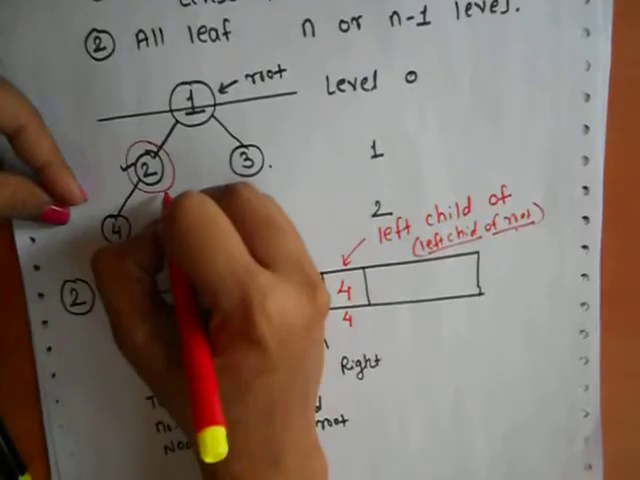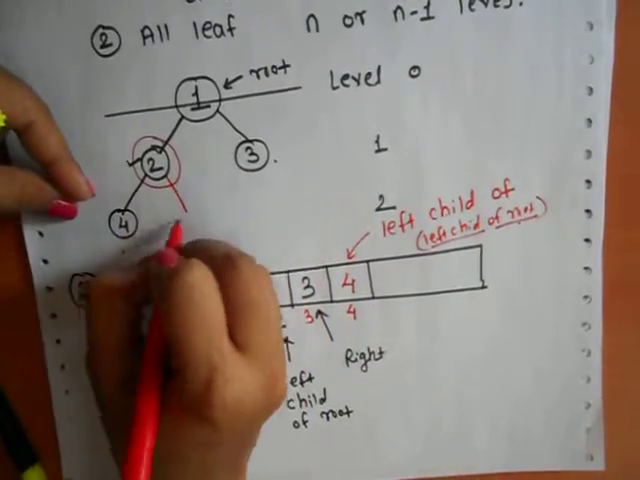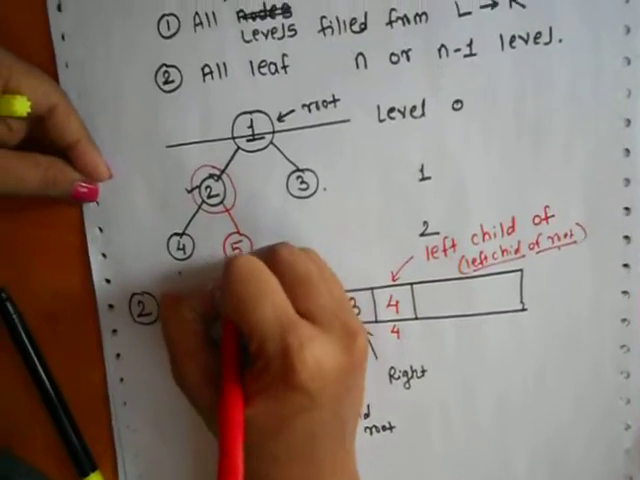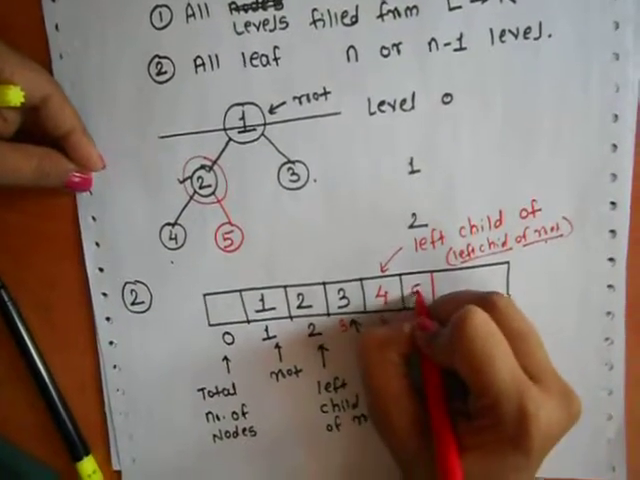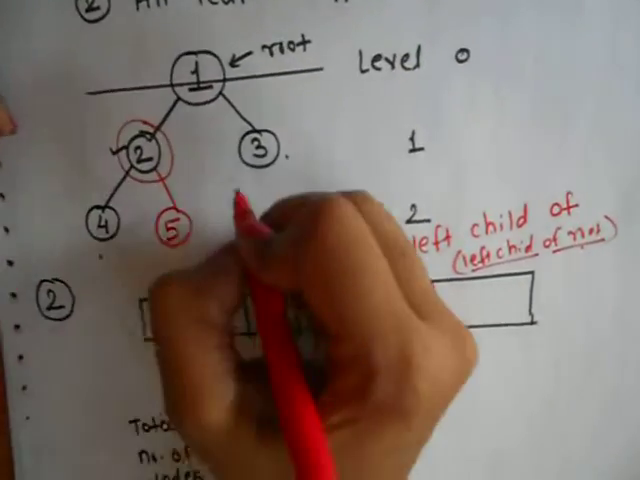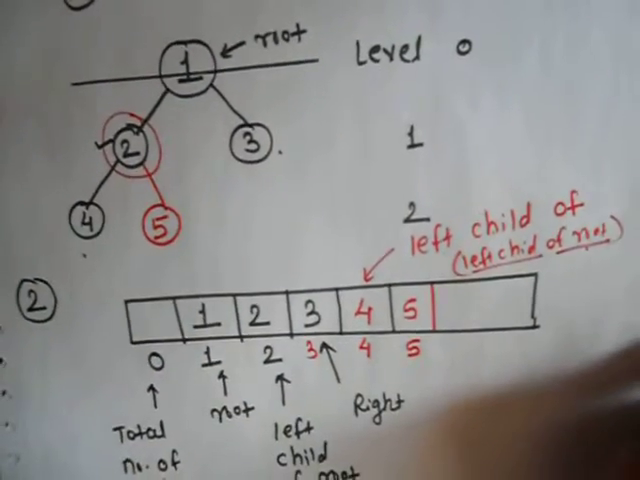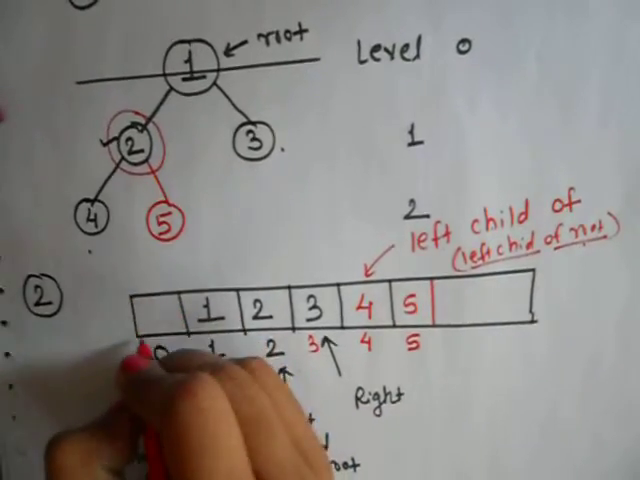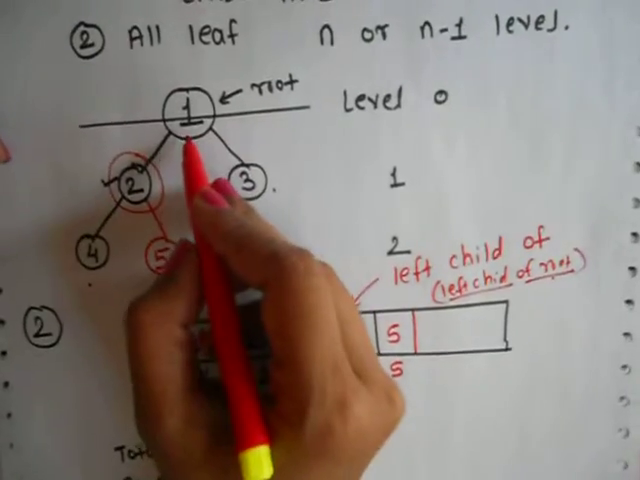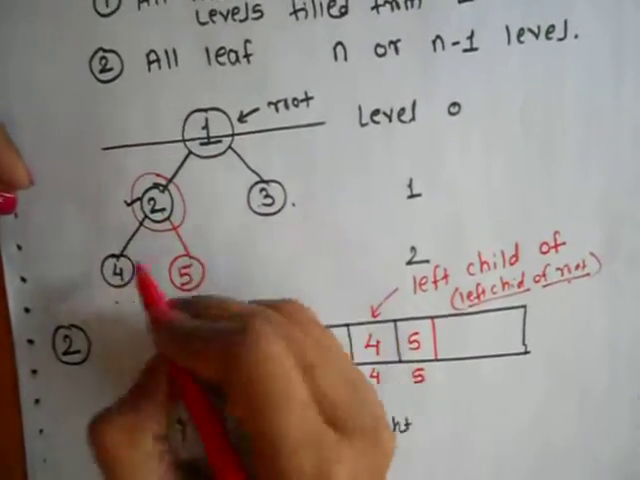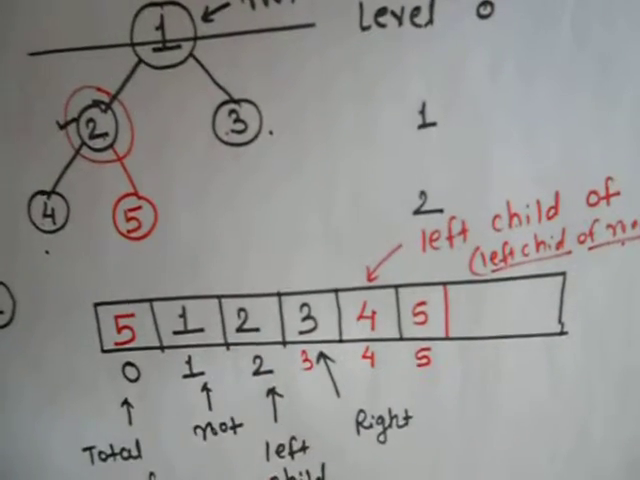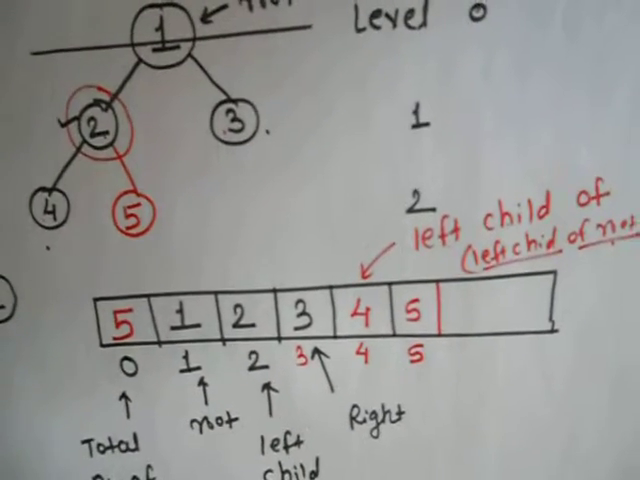So in this way if I insert one more node, the level should be filled from left to right. So here I will insert the 5. So 5 will be inserted at the 5th position. So in this way we will insert all the nodes in the array. And on the 0th position we have to place the total number of nodes. So here total number of nodes are 1, 2, 3, 4, 5. So on the 0th position we will place the total number of elements as 5.